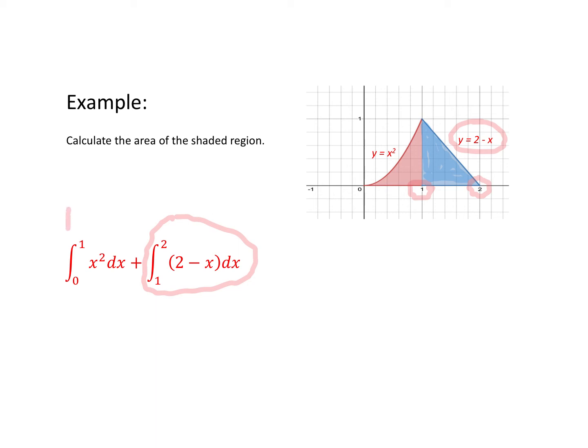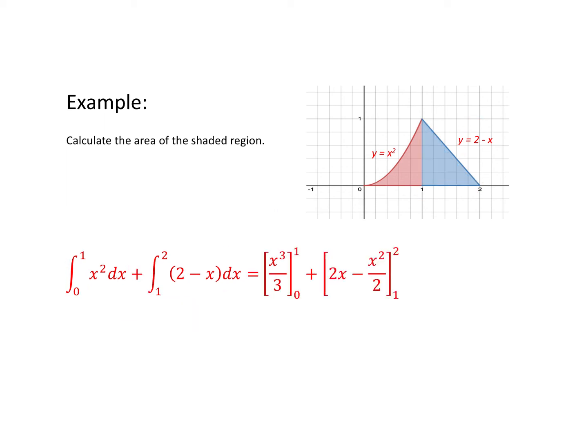And the whole thing now, what we originally were asked, is simply the integral of the red portion, which is this piece right here, plus the integral of the blue portion, and we add those up to get the area of the entire shaded region.